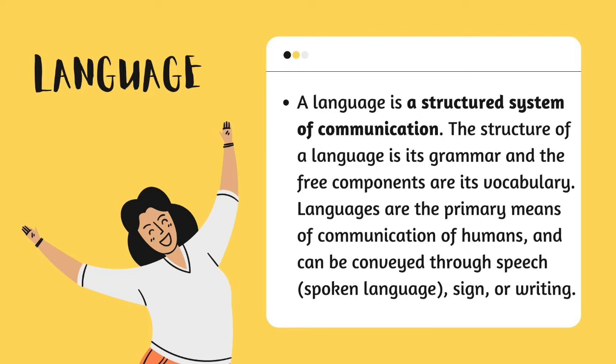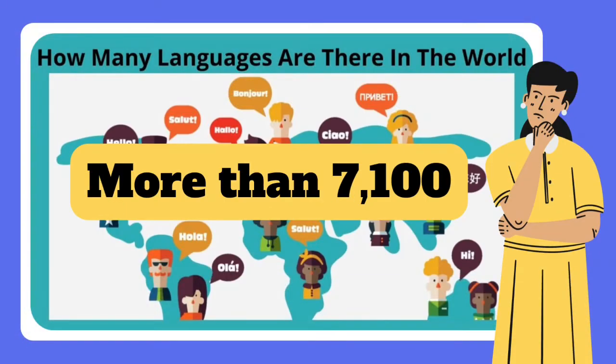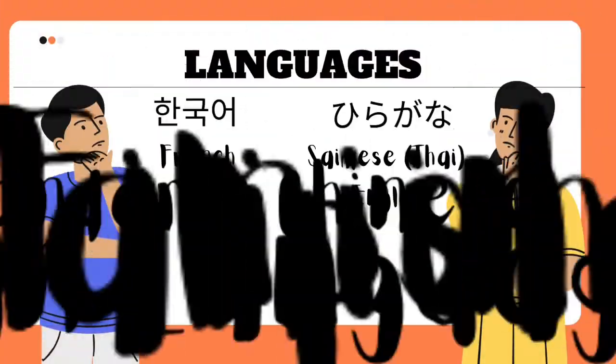The structure of a language is its grammar, and the three components are its vocabulary. Languages are the primary means of communication of humans and can be conveyed through speech, sign, or writing. More than 7,100 languages are spoken around the world.